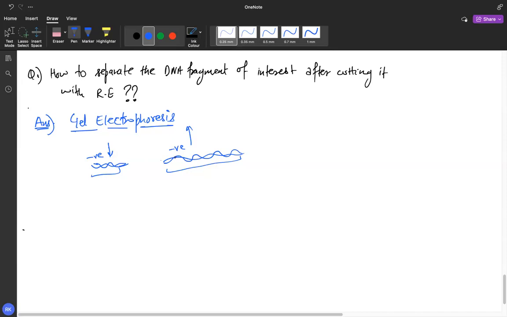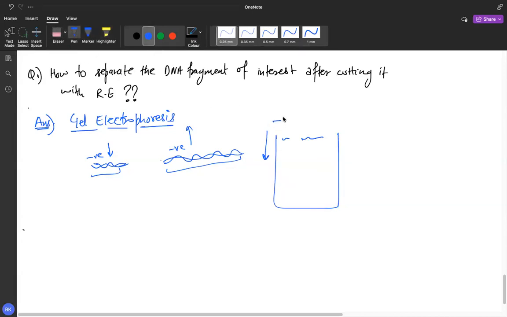Make sense or no? Yes. So now, if I put these two molecules, one the smaller one and one the bigger one, and apply an electrogradient force, on this side I have a positive terminal, and the DNA is negatively charged, so it will be attracted towards positive.